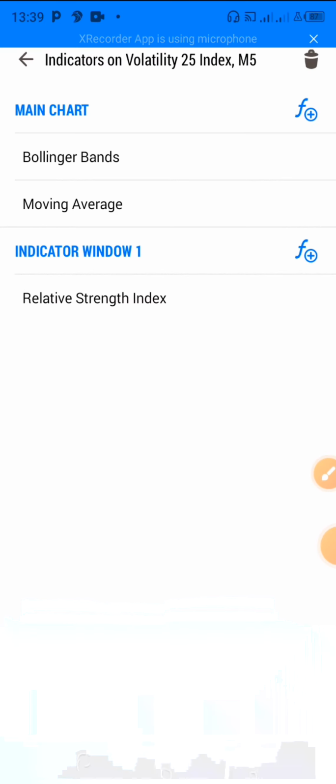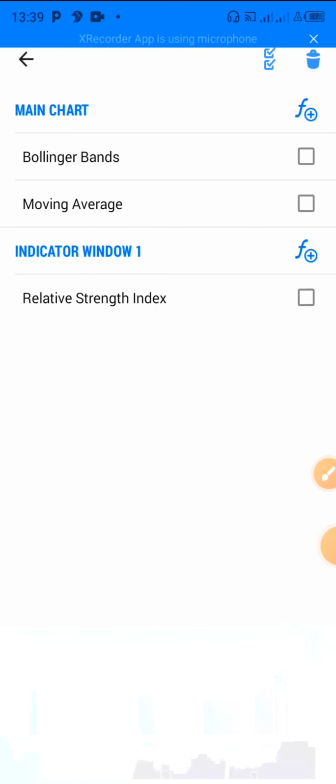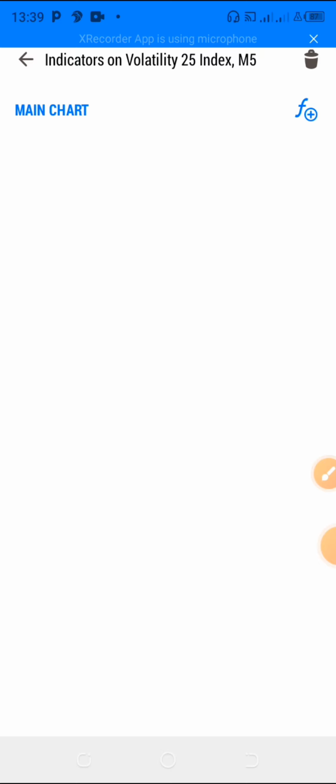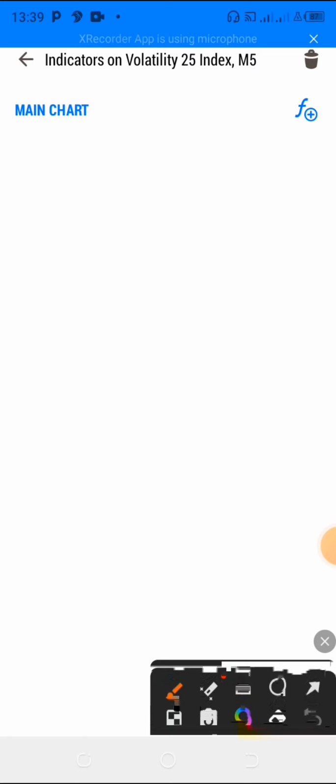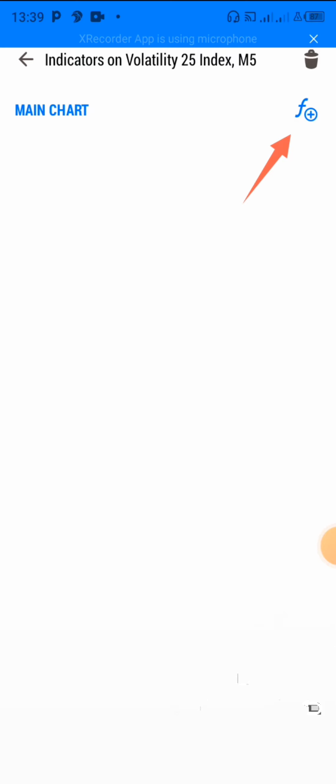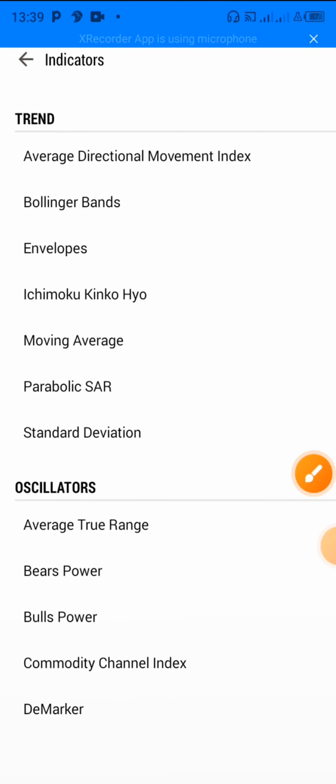Let me remove all the indicators that are there so that we can insert these indicators. You're going to go here and click. You go on this F icon and click. When you go there, we're going to start with the indicators that we're going to insert on the main chart. We're going to start with the first one, which is the moving average.